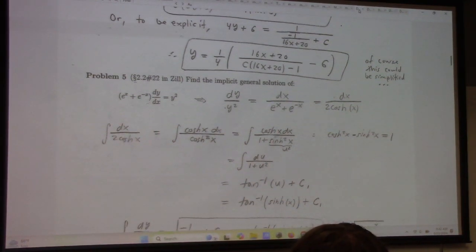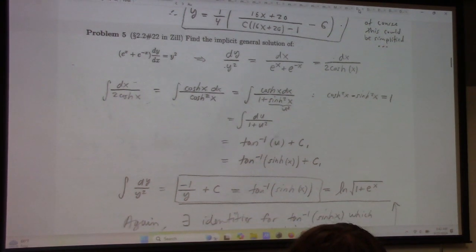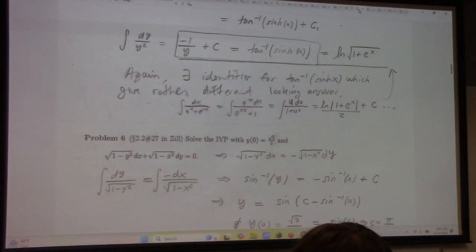So separate, integrate, right? We do need to know the integral of du over 1 plus u squared is inverse tangent. We should all know that, right? That's definitely integration that we know. All right, there's another example.